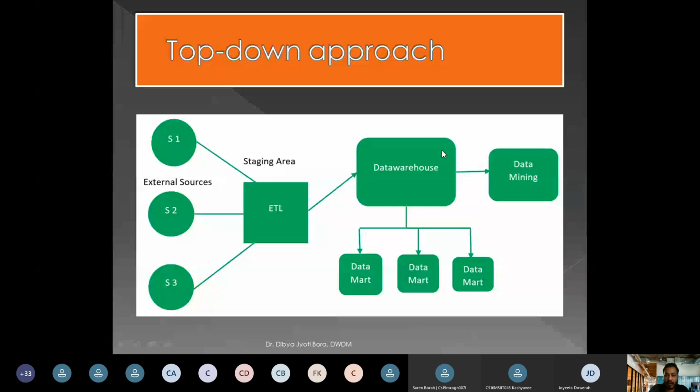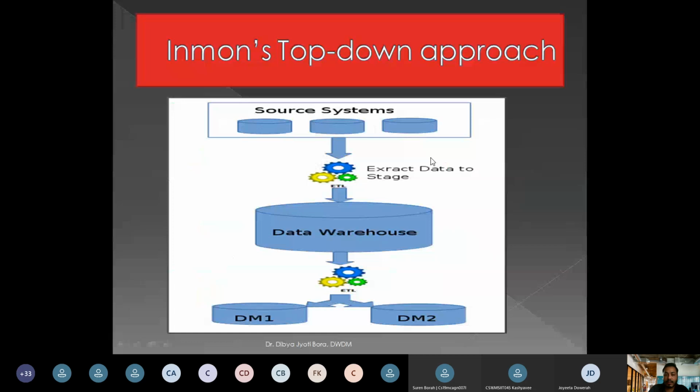Let me show you one more figure. Now is this figure visible to you? Yes sir. Okay, so look at the top: what I have written is Inmon's top-down approach, right? I have written Inmon's top-down approach here, right?